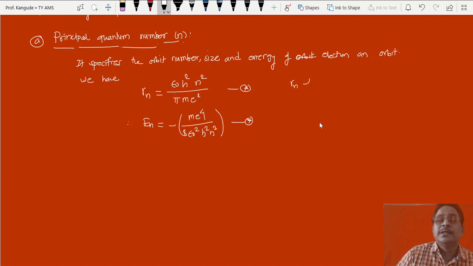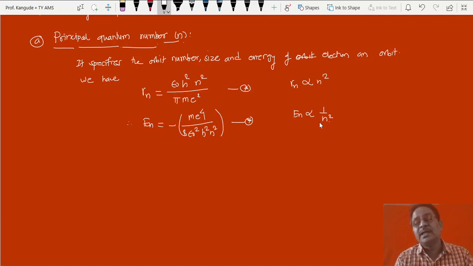Rn is directly proportional to n square, and En is inversely proportional to 1 upon n square. So these relationships can be understood. The energy of an electron in the nth orbit is inversely proportional to n square. Of course, it is negative energy, so the binding energy goes on decreasing as the electron goes to a higher orbit.